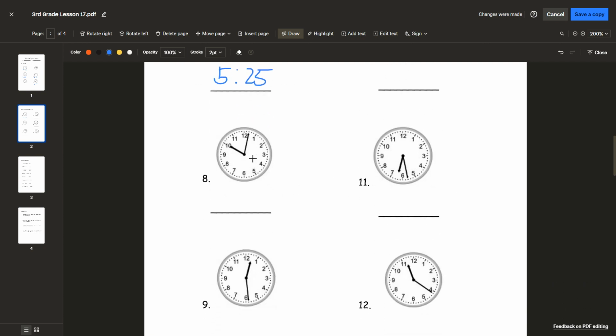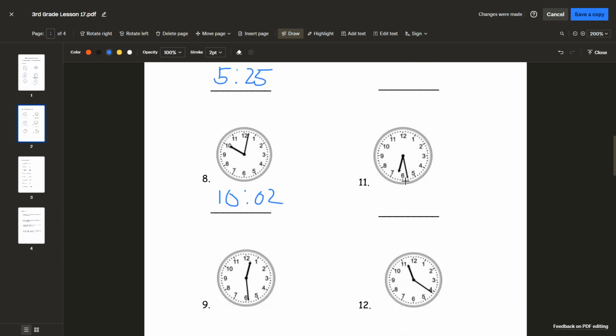Number 8, our hour hand is pointed at 10. So you can write 10. And then we look at our minute hand. So it's a little bit past 12. So we start from 0 and we go 1, 2. So 10:02.